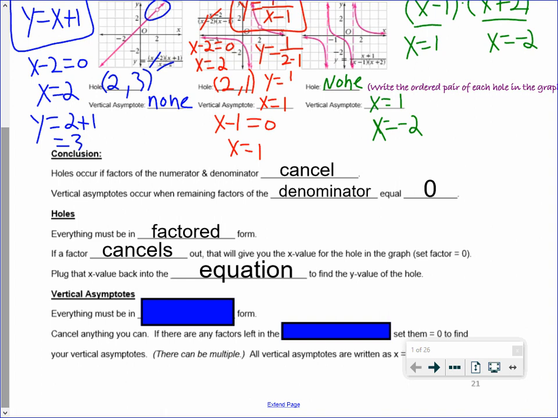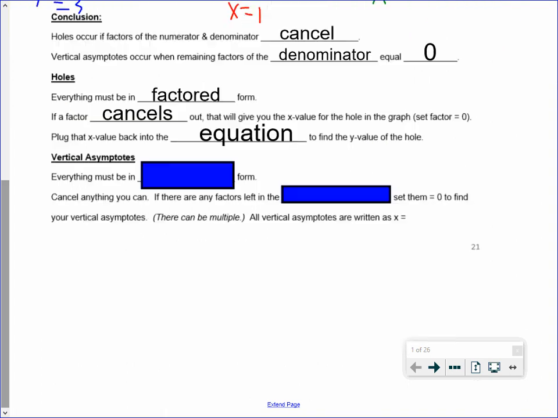Okay? Now for your vertical asymptotes, everything must be in factored form as well. You always want to factor everything out if you can. It just makes solving it much, much easier. After you have it in factored form, you're going to cancel anything that you can.